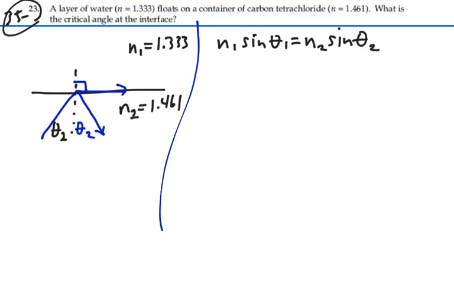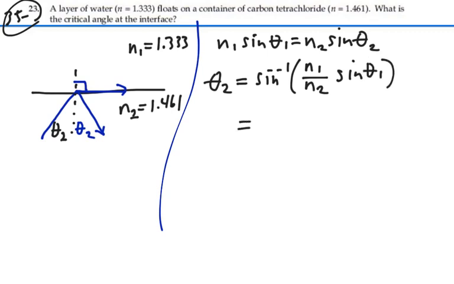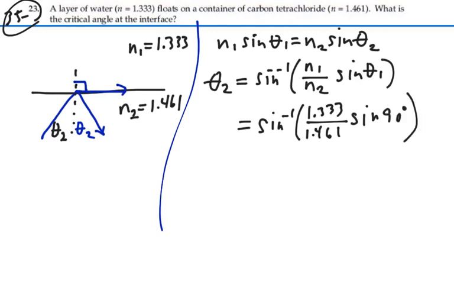In this case, we're actually originating from 2 to 1, and we want to solve this for theta 2. So theta 2 is going to be equal to the inverse sine of n1 divided by n2, as I've drawn it, times sine theta 1. So our second substance is the n1. So we have the inverse sine of 1.333 over 1.461 times sine of 90 degrees for the angle of refraction.